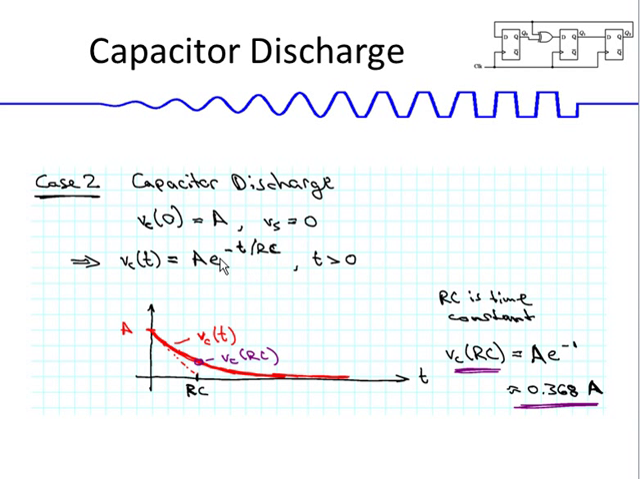At time t equal to RC, we have A times e to the minus 1, which is approximately 0.368 times A. So we're roughly down to 1/3 of the original value after one time constant, and then keep going down from there.